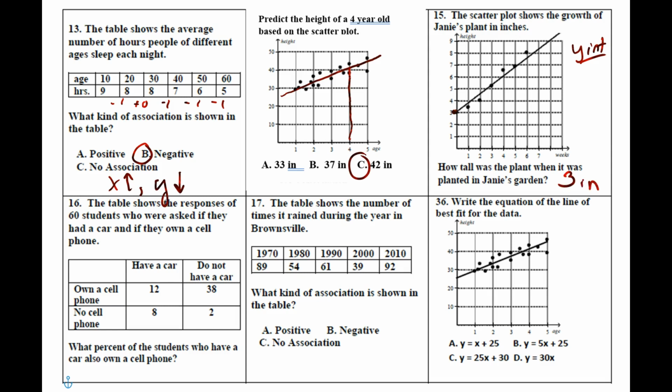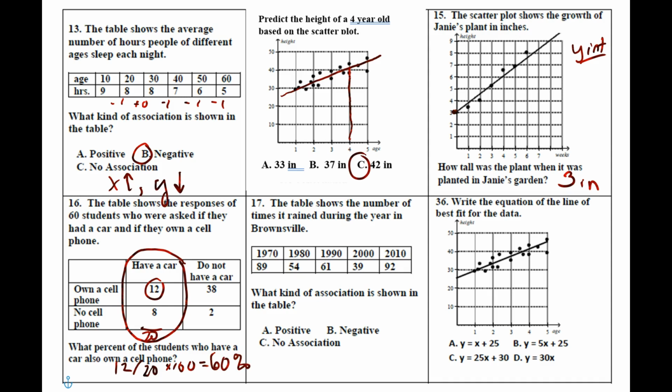All right, number 16. What percent of students who have a car also own a cell phone? So you have a car, and you own a cell phone. There's a total of 20 people here. Have a car and own a cell phone. Out of 20 times 100, 12 divided by 20 times 100 gives us 60%.